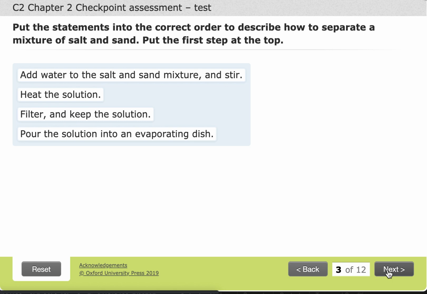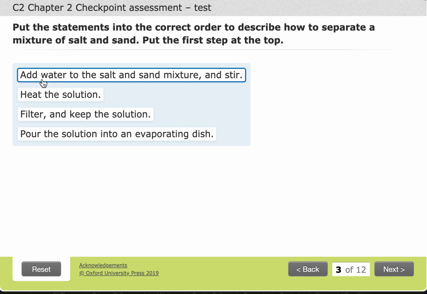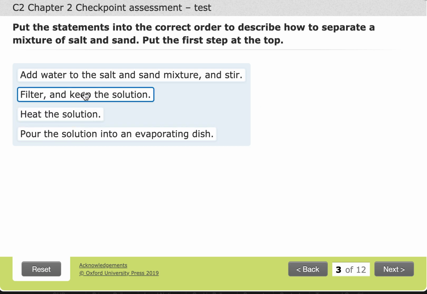Now we're going to try and separate a mixture of salt and sand, and we're assuming here that we're going to add some water here. Okay, so first things first, we're going to add some water to the salt and sand mixture. The reason that we're doing that is so that we can dissolve the salt. Remember, the sand will not dissolve. We're then going to filter it, and that will remove the sand from this mixture.